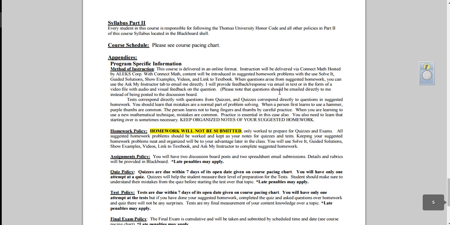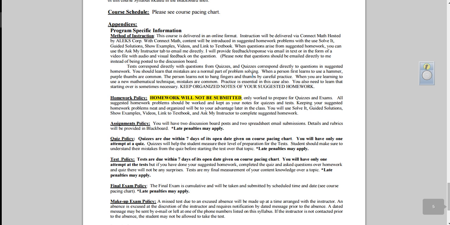Couple last things. Course schedule. Check your course pacing chart, which I already showed you where it is. This course is designed so that I'm building everything from the final assessment, from the test. So your test was built, then your quizzes are built, then your suggested homework is built. So whatever you see on your suggested homework is something that you're going to see on your quiz, which is something that you might see on your test. Obviously not every quiz question is going to be on your test because your test would be so long. But you know that if you see it on a suggested homework, you're going to see it on a quiz.